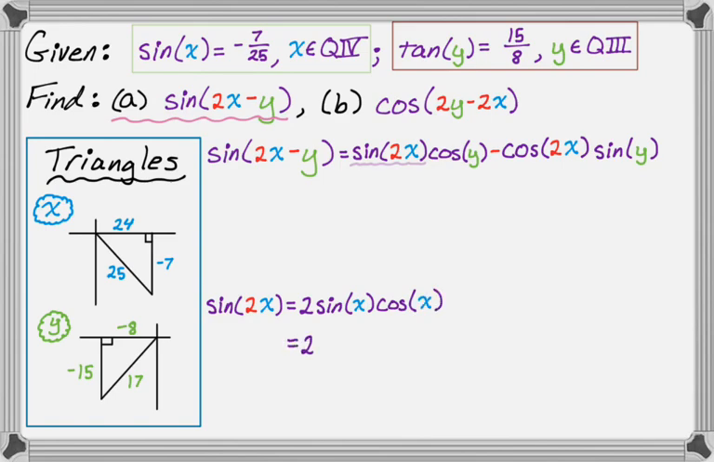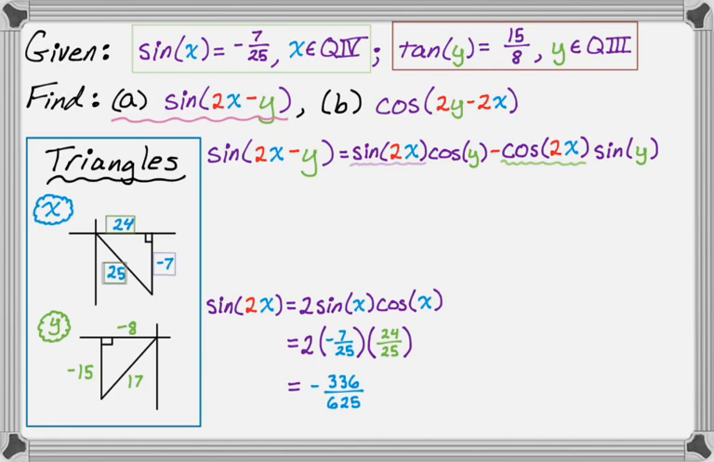So that's going to be 2 times, I need the sine of x. So go to the triangle. That's opposite over hypotenuse. So I'm going to replace sine of x with negative 7 over 25 times the cosine of x. I'm going to do the same thing. Go to the triangle. So 24 is adjacent, hypotenuse 25, so 24 over 25. And then I'm actually going to just use a calculator on these throughout this video. So we end up with the sine of 2x is negative 336 over 625.